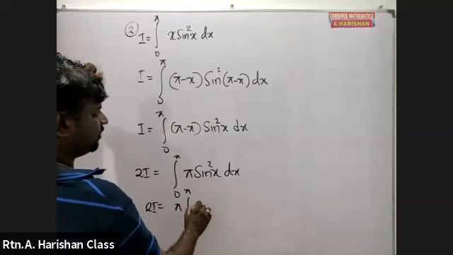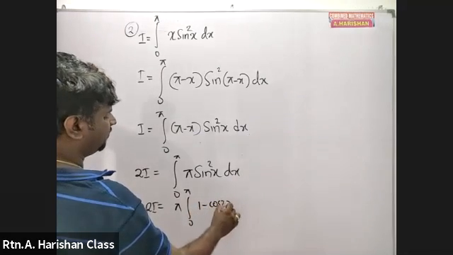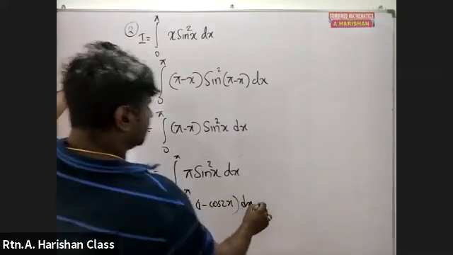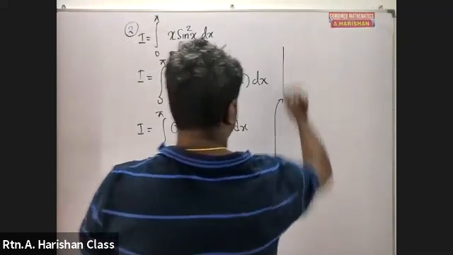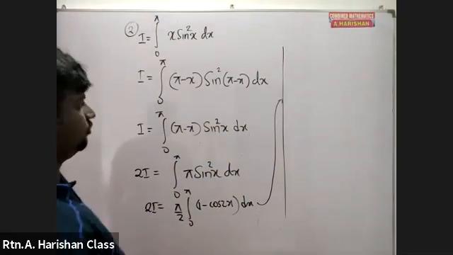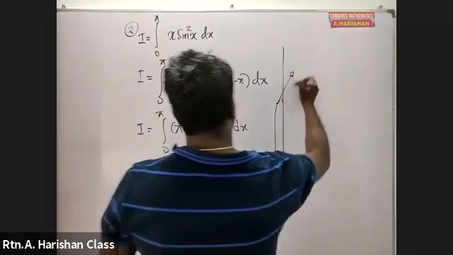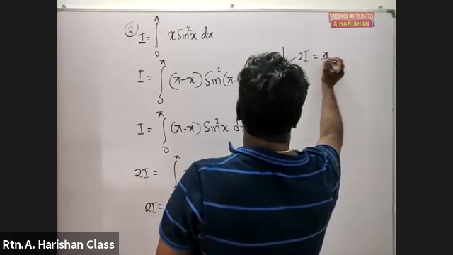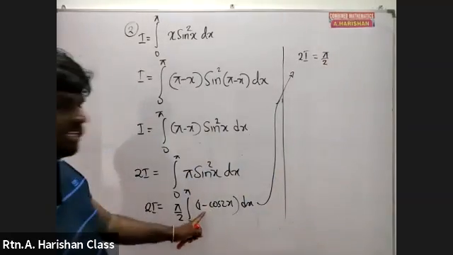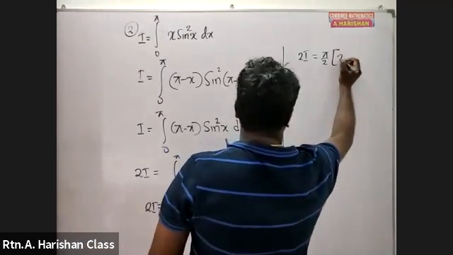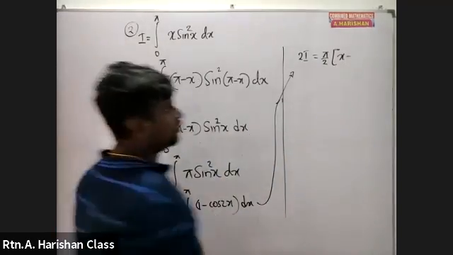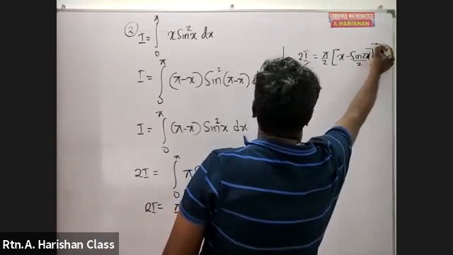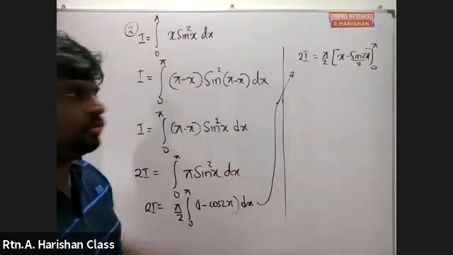Sin squared x, if you want to integrate, you have to put in cos 2x: 1 minus cos 2x by 2. I put the by 2 here. So the continuation is here. So 2I will be pi by 2 times the integral. If you integrate 1, that is x, minus, if you integrate cos 2x, that is sin 2x over 2, with limits 0 to pi.